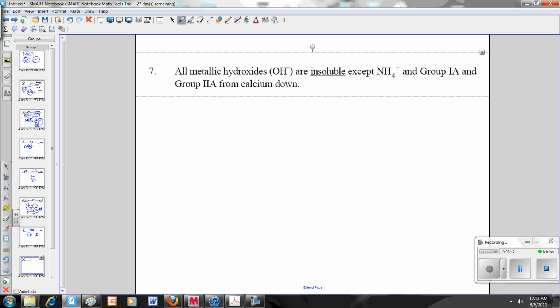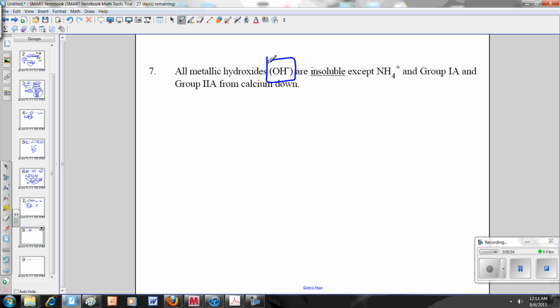Next, hydroxides. Anything that has a hydroxide is considered insoluble, except, again, it goes back to rule 1, anything with NH4 plus, or group 1, or group 2 from calcium down. So anything from calcium down on the periodic table is considered to be soluble.